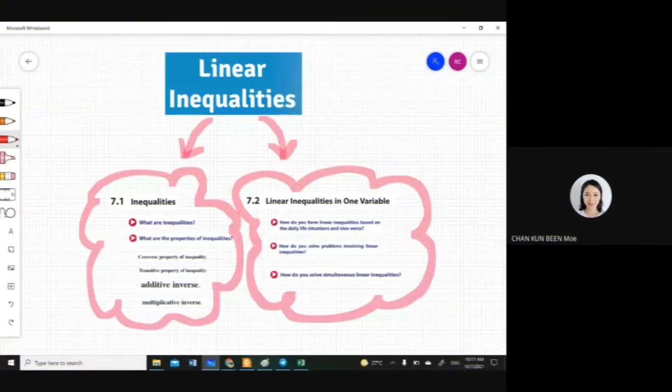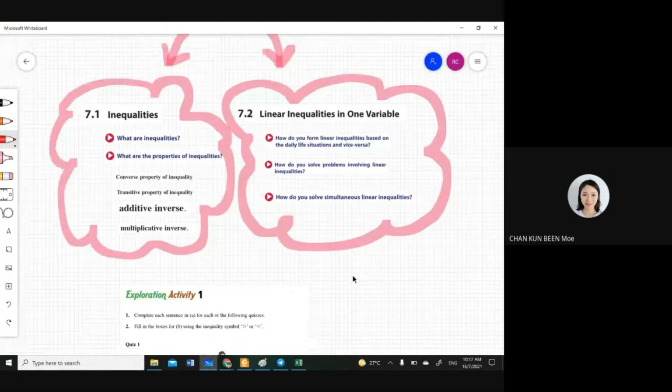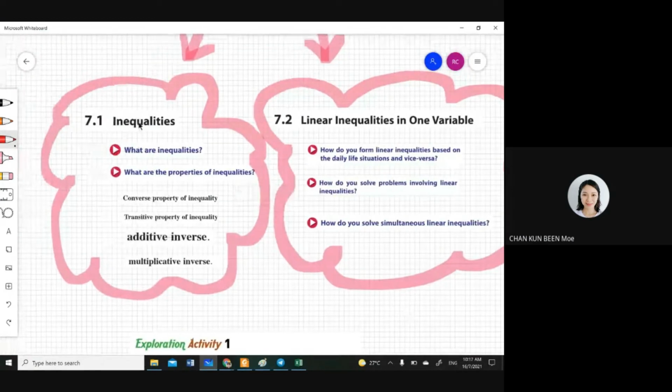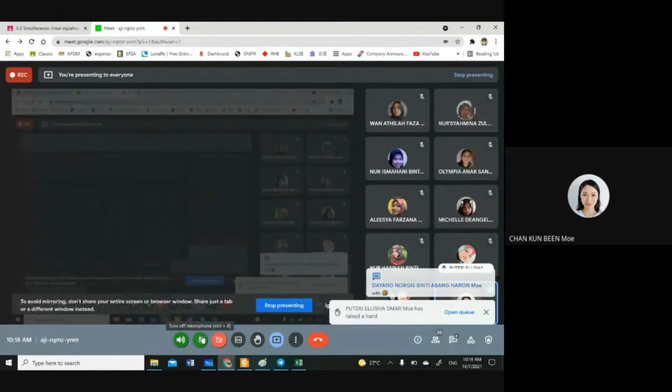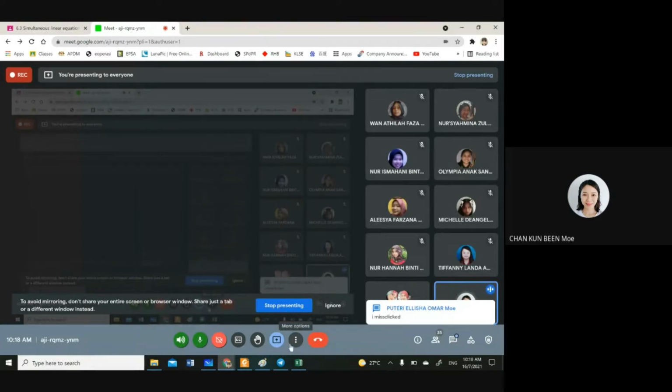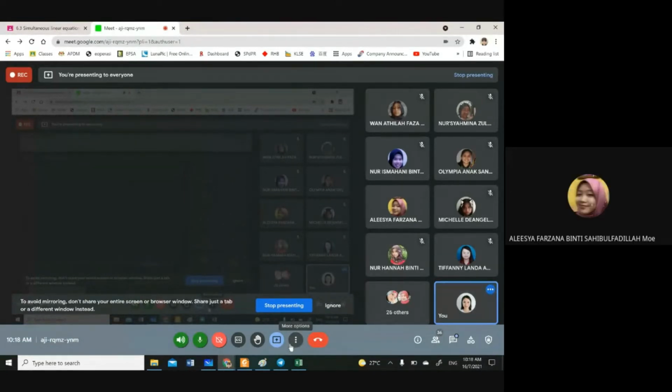Okay, linear inequality. In the previous lesson, we learned the first subtopic, inequality. What is inequality? Do you still remember? Okay, Putri, you want to answer? What is inequality? Inequality is the relationship between two quantities that do not have the same balance.